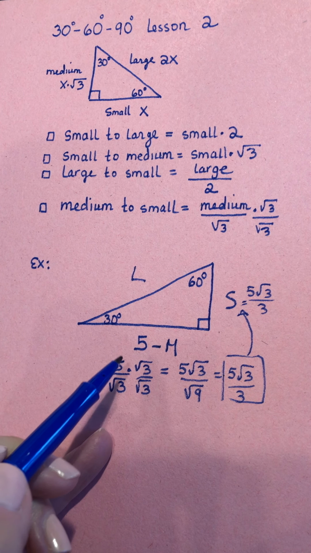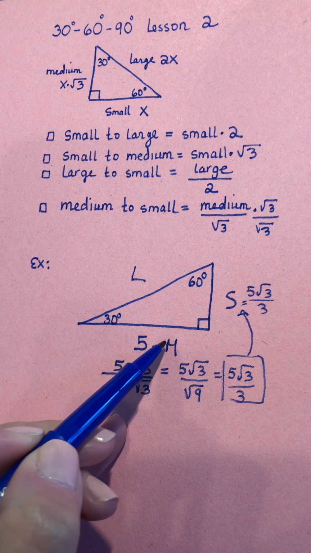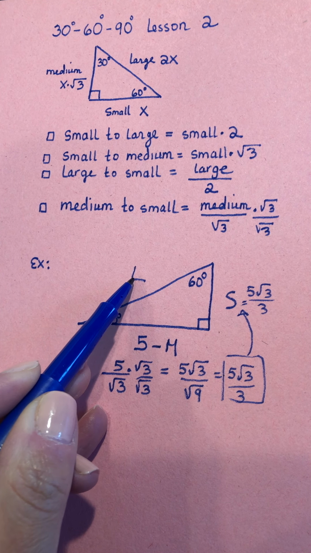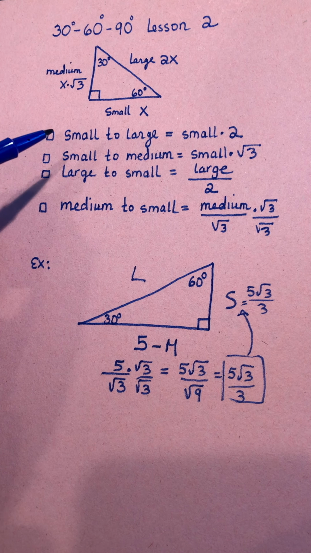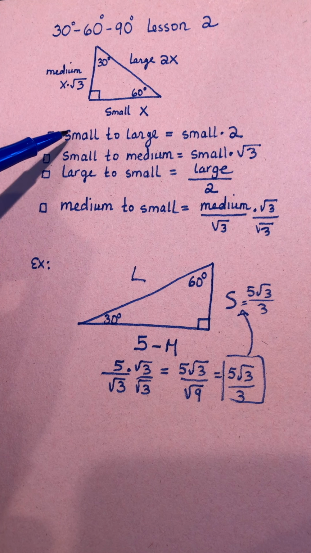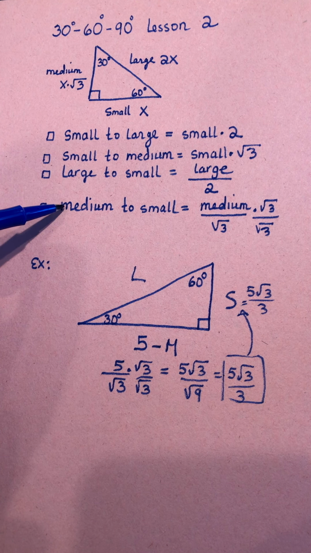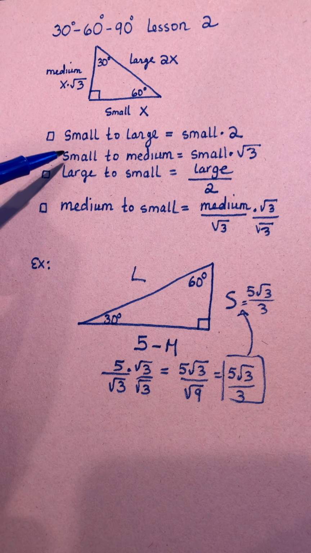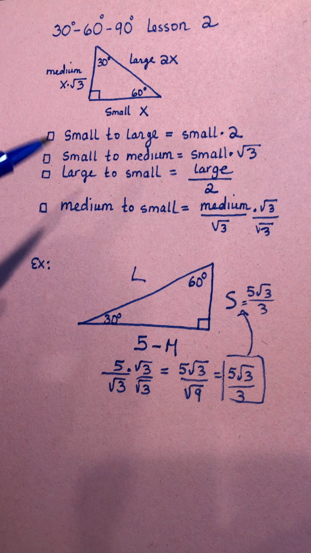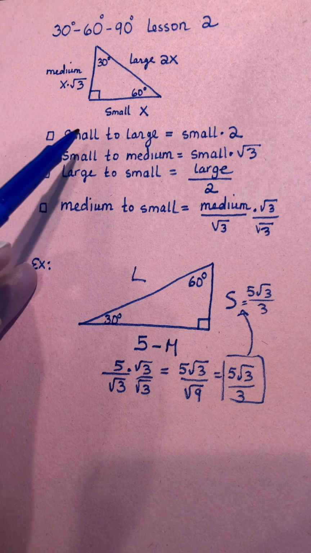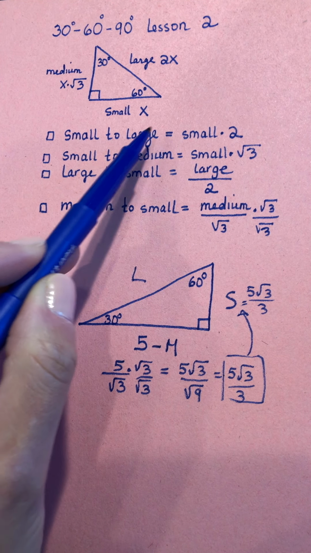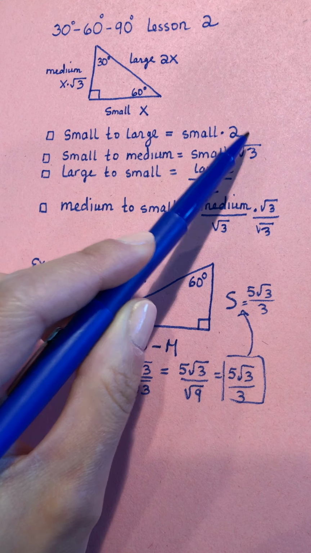Now, here's the next question. Should we go from medium to large or should we go from small to large? Well, what are my available formulas? As I look, I don't see any formula to go from medium to large, so I don't think I want to do that. However, I do see a formula that takes me from small to large. And going from small to large means I take my small side times 2.